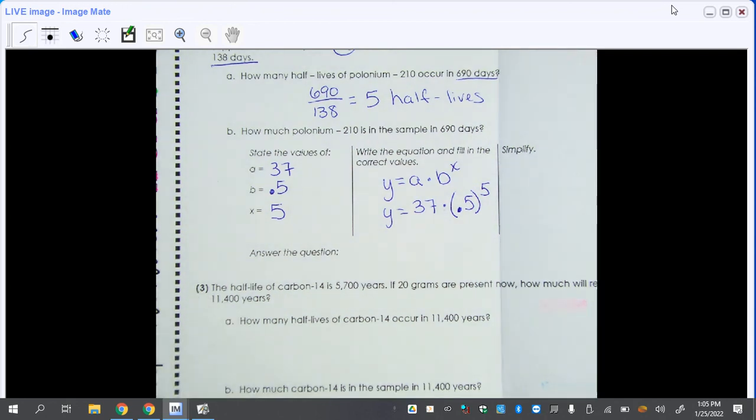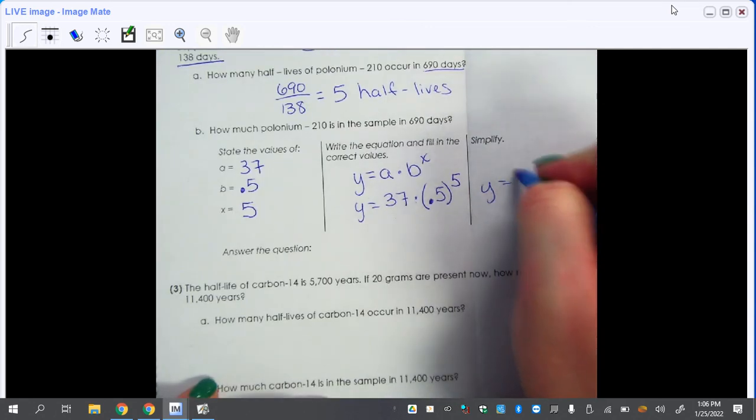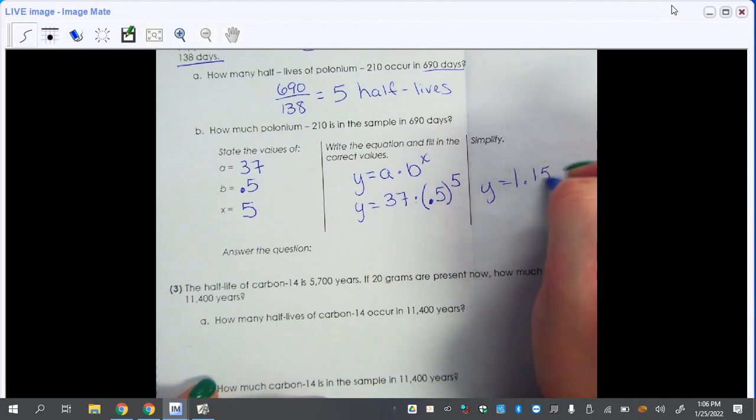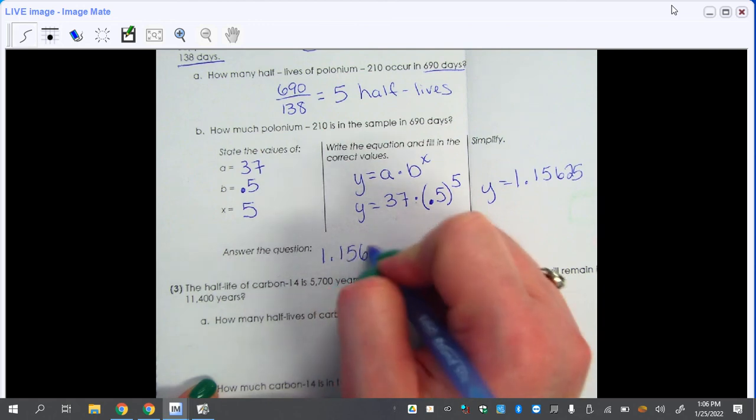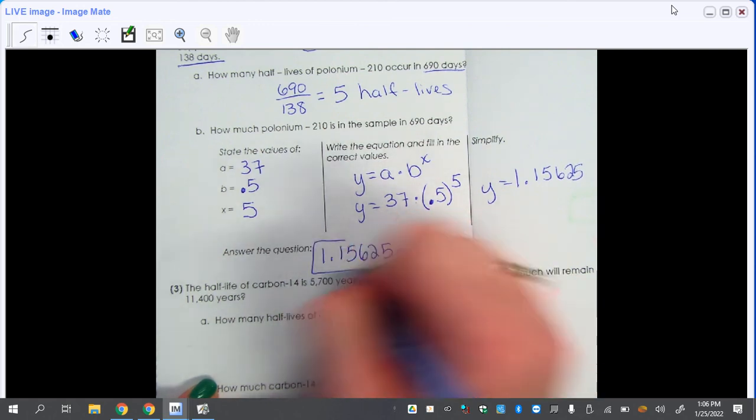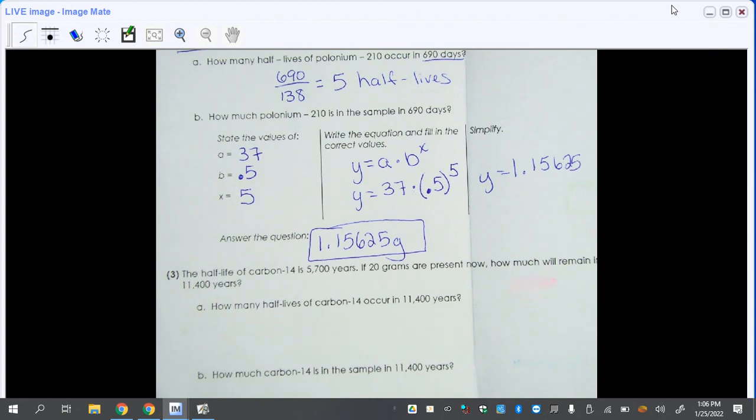And then we'll use our calculator. 37 times 0.5 to the 5th gives us 1.15625 grams is how much we will have left. So you just find your initial value, how much you start with. What is our growth or decay factor? This one was a decay because it was less than 1. 0.5 is less than 1, so that one is a decay factor. How many times does it happen?